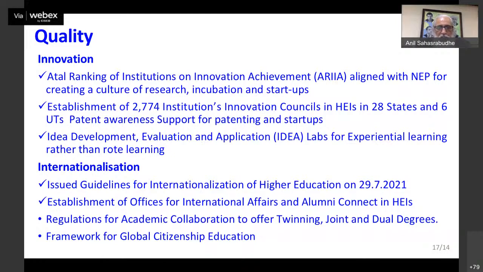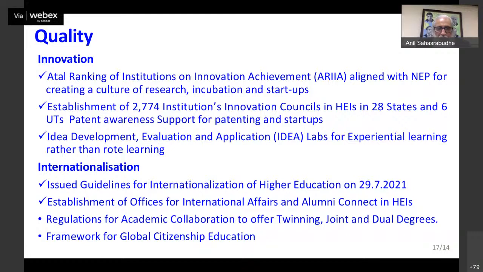Many institutions have set up their innovation councils. The labs for idea development are supported by AICTE. Patent applications are supported. Creating startups is being supported. For quality education, innovation is important. Along with that, internationalization is important. There is talk about setting up foreign universities in India, but Indian institutions setting up campuses abroad is also there.